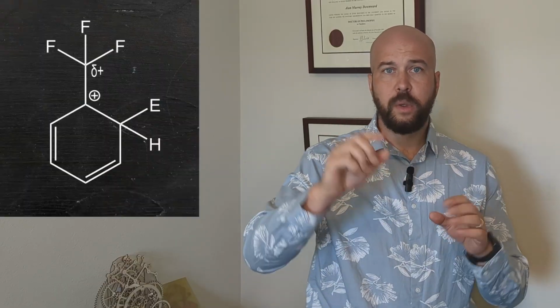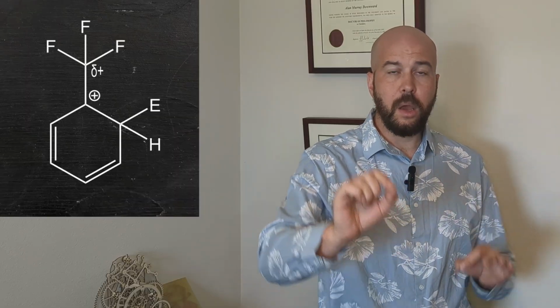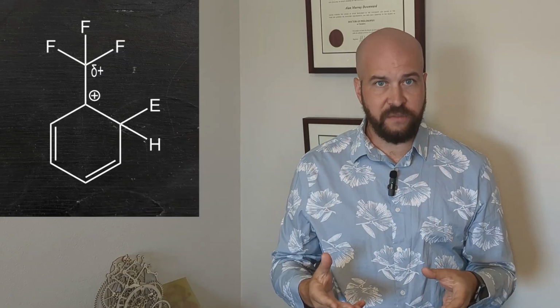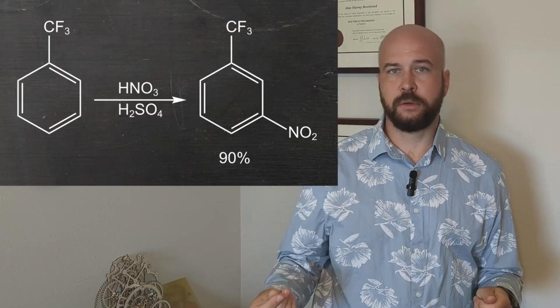Now, what if we had CF3 instead of CH3? You might initially think it would be exactly the same, but those fluorine atoms are strongly electron withdrawing. They're putting a partial positive charge on that carbon. So if we were to put our carbocation adjacent to it, we're bringing two positive charges together, which is disfavored. So actually, an electron withdrawing substituent like CF3 is meta-directing.